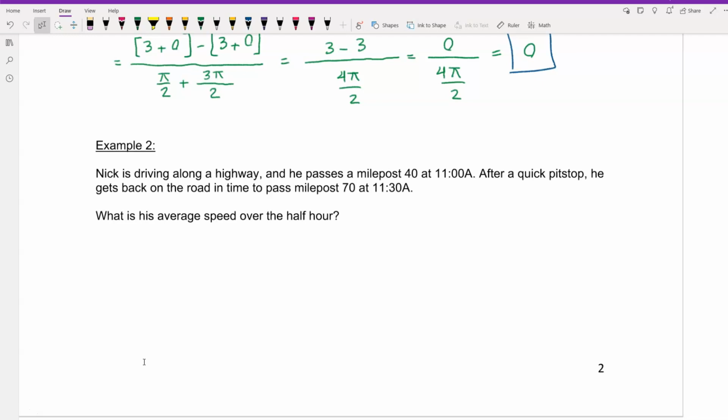So in that case, if asking for instantaneous speed, we're being asked for the speedometer reading. So if this time was when he stopped, his speed will be 0. But we don't know the exact time that he stopped. So that's why we're not able to find instantaneous speed in this example. So our question is, what is his average speed over the half hour?